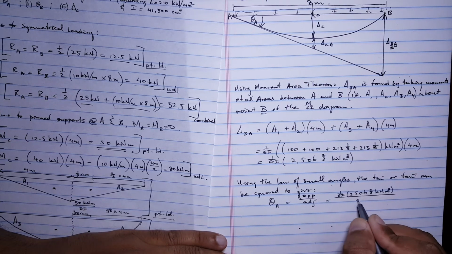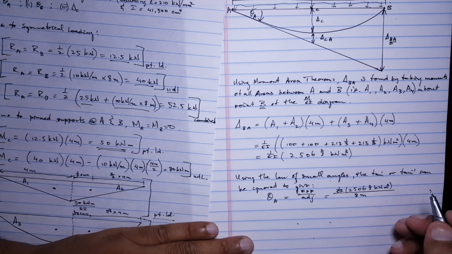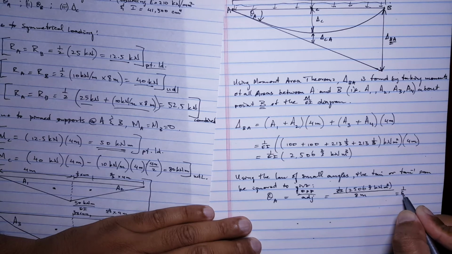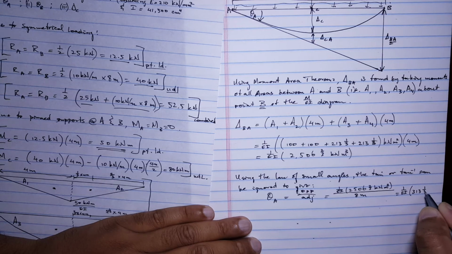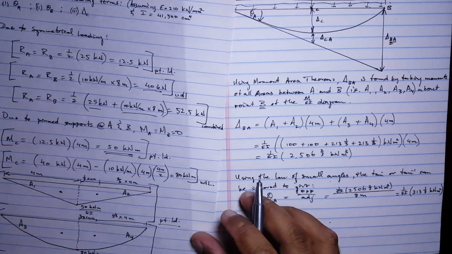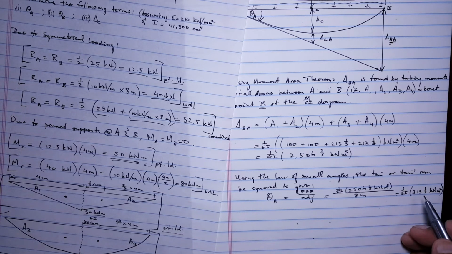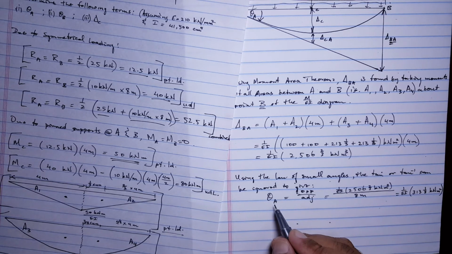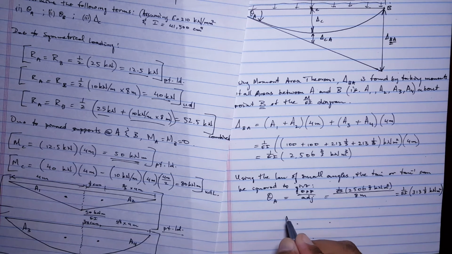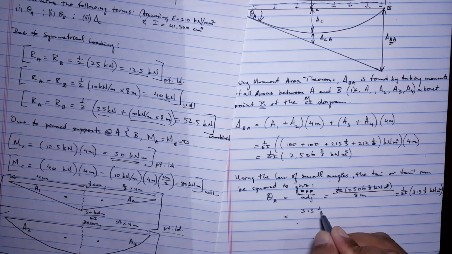So all that divided by 8 meters, which works out to give you theta A is equal to 1 over EI times 313 and 1/3 kilonewton meter squared, because one of the meters cancels out. So that is the answer for theta A with the 1 over EI. If you were to substitute your values for E and I, you would get theta A working out to give you 313 and 1/3.